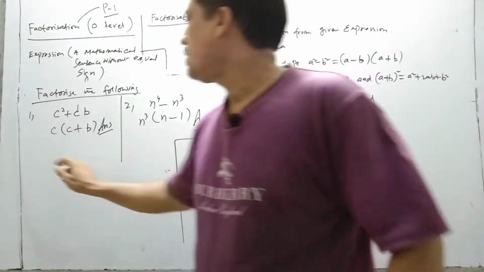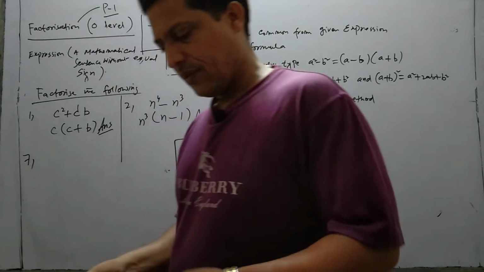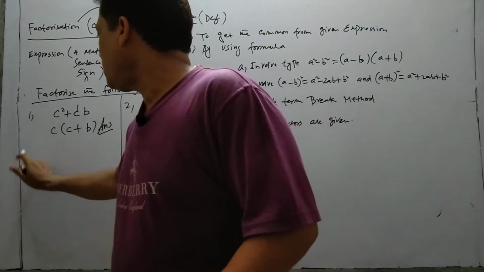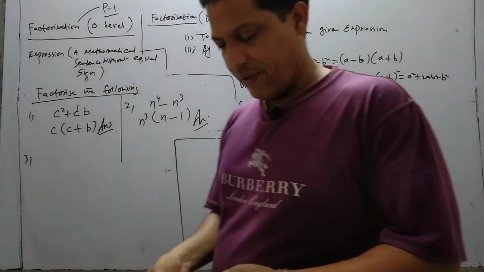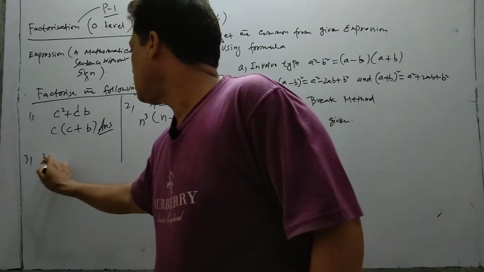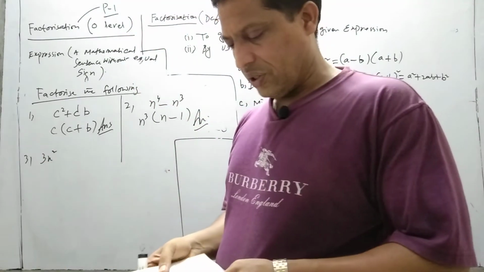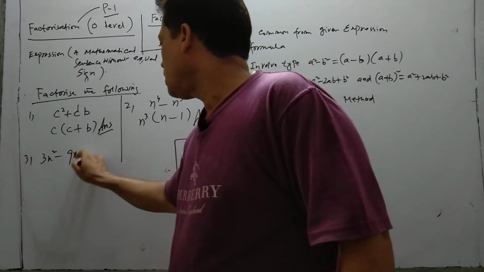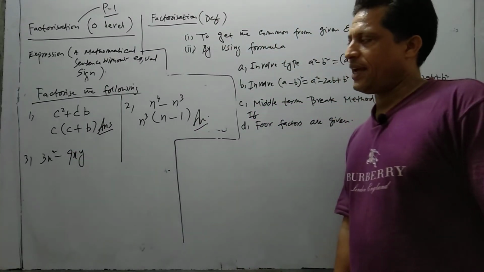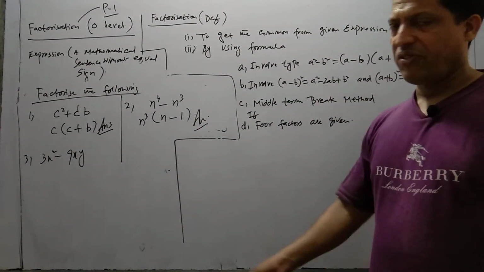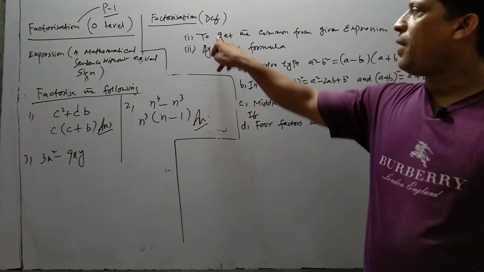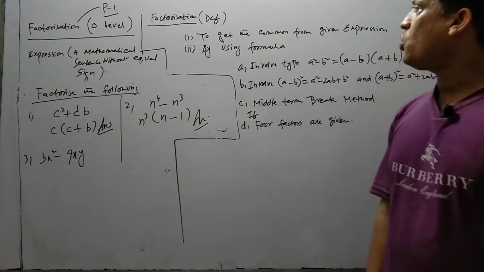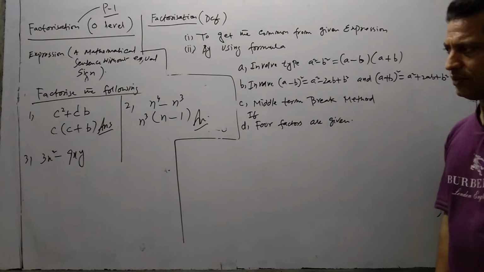Question number 3. Actually this is 7 from the book. I am not writing the question number from the book. I am just taking questions. 3x square minus 9x square. We have to factorize. How? Apply the first definition, to get the common from the given expression.